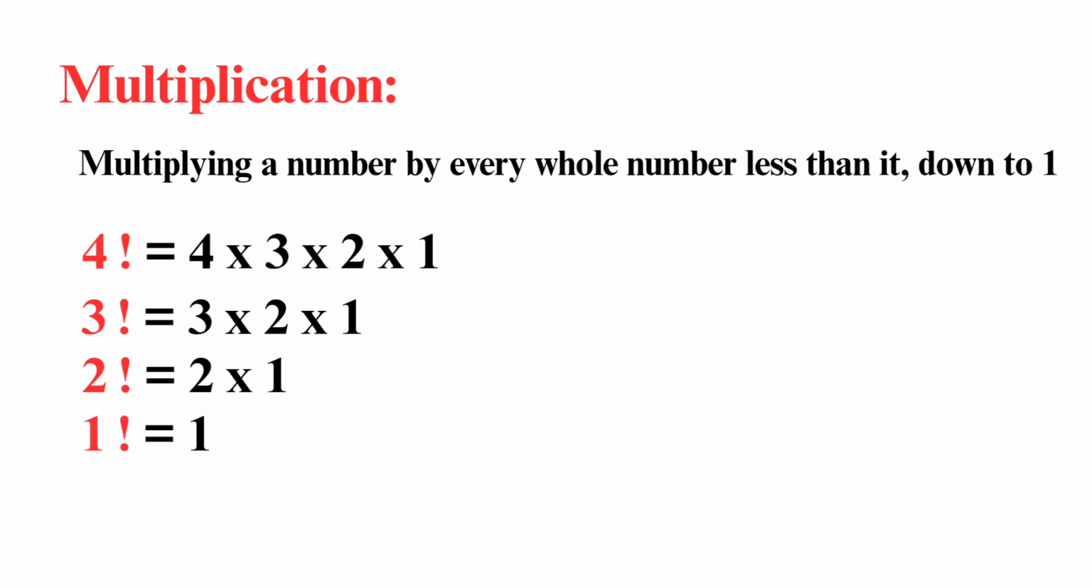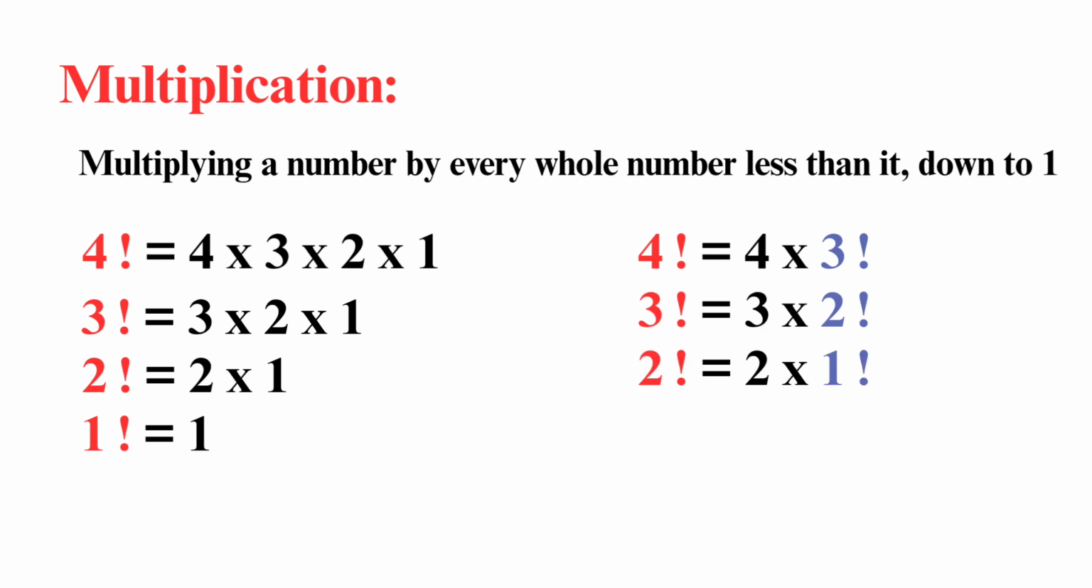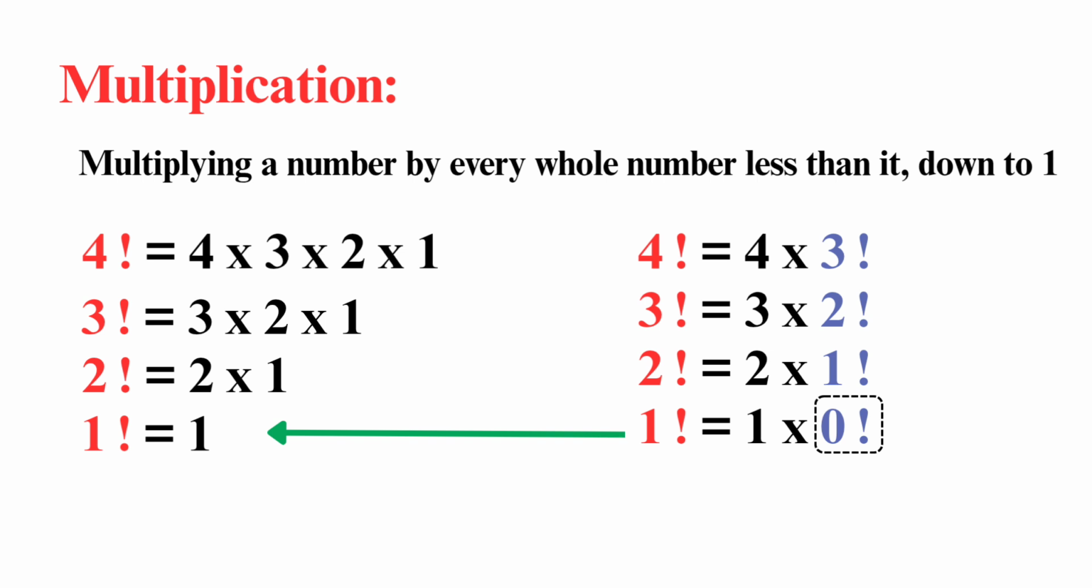But we can also write it in a shorter way. We can write 4 factorial as 4 times 3 factorial. In the same way, 3 factorial is 3 times 2 factorial. 2 factorial is 2 times 1 factorial. And 1 factorial is 1 times 0 factorial. Yes, correct, 0 factorial. But look, we have 1 factorial equals 1.